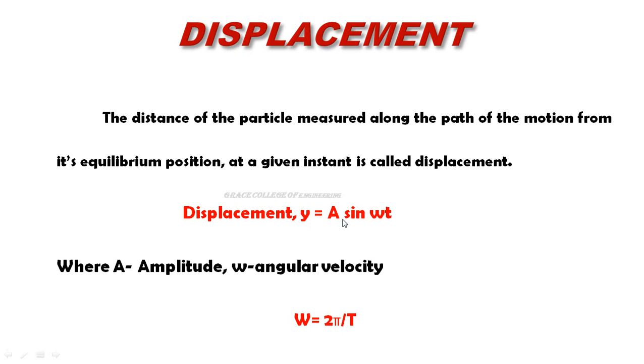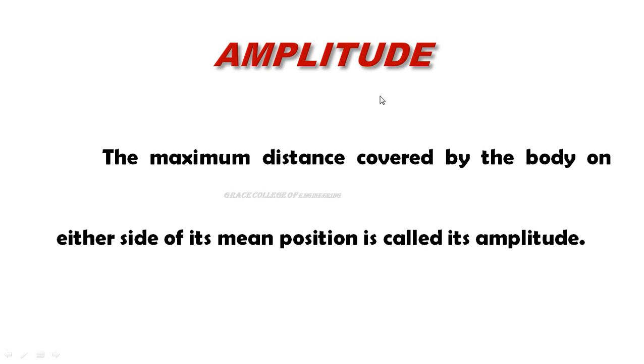Y is equal to A sin omega t. Omega is angular velocity, A is amplitude. From this we can find angular velocity omega is equal to 2 pi by T, where T means time period. Amplitude is nothing but the maximum distance covered by the body on either side of its mean position.